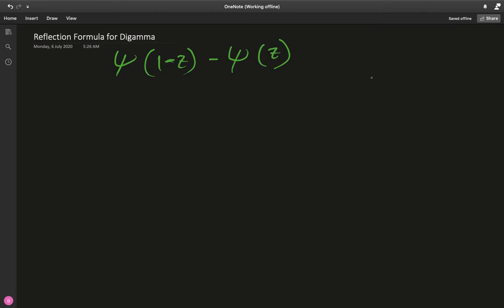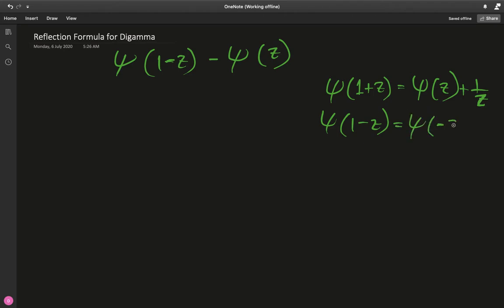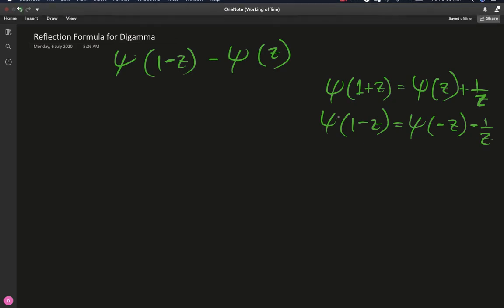And before doing that, I want you to know the recurrence relation for the digamma, or the functional equation, you can say: digamma of 1 plus z is digamma of z plus 1 over z. You can basically take the recurrence relation for the gamma, then take natural log on both sides and differentiate both sides with respect to z. You'll get this eventually. So this means digamma of 1 minus z is digamma of negative z minus 1 over z. So we can represent the digamma of 1 minus z as digamma of negative z minus 1 over z.